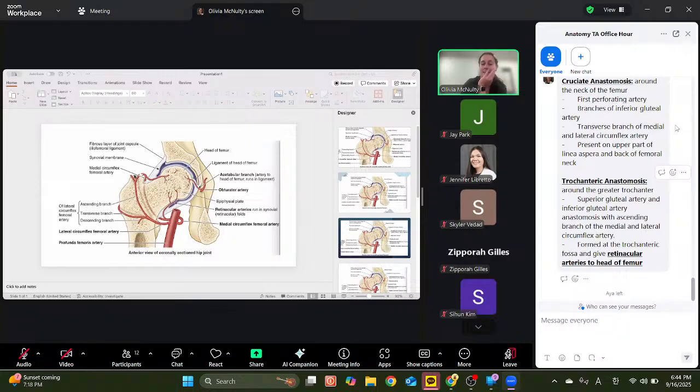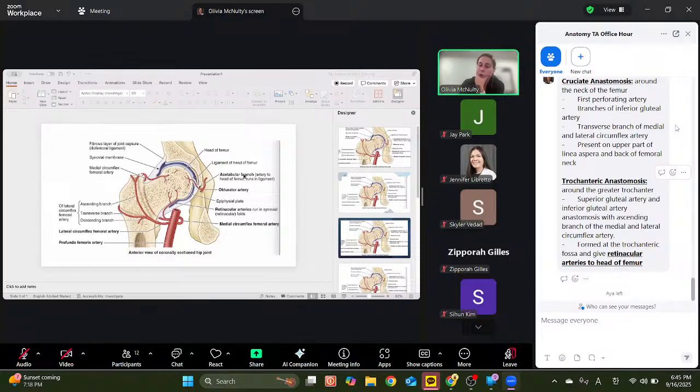That's going to be this area right here, and it's going to be both the superior and inferior gluteal arteries and the medial and lateral circumflex arteries. Then it's going to form these reticular arteries here. Remember, your femur is such a big bone and bones also need blood supply. Like everything needs blood supply. You want this to be a very well perfused area because we have a lot of muscles attaching here. So we care about it a lot.